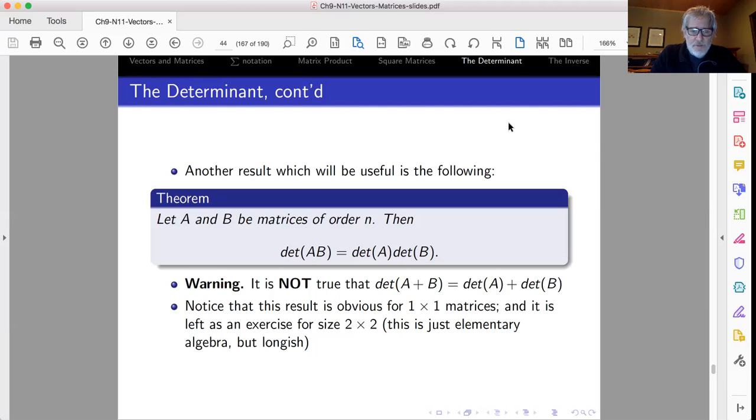Notice also that the theorem is clearly true for 1 by 1 matrices, right? It doesn't say anything very deep. It says that A times B is equal to A times B. That's it, okay? For 2 by 2, again, I said you can verify this by yourselves. There's just algebra, you can verify it, okay? But from now on, I'm going to assume that this is true, okay?